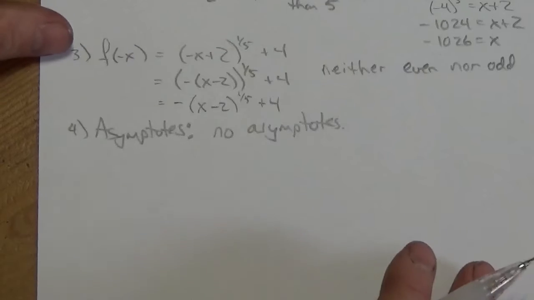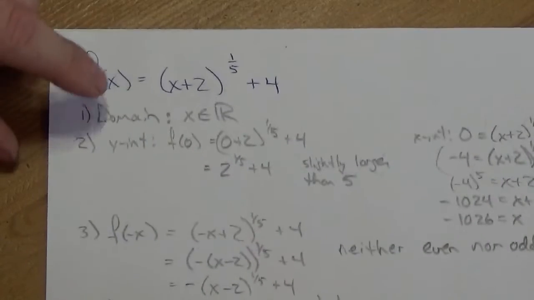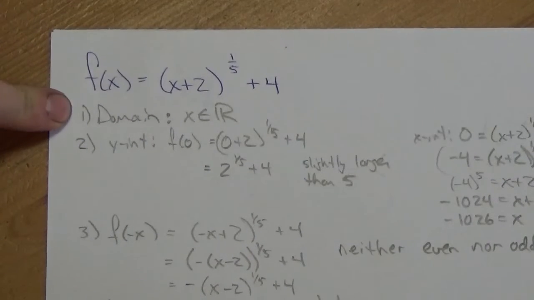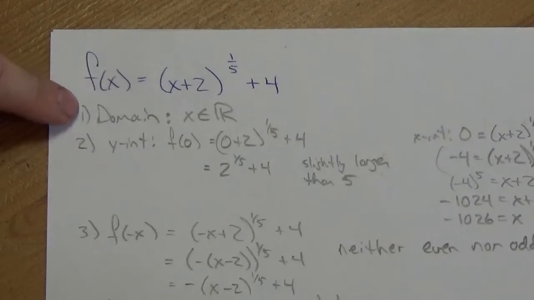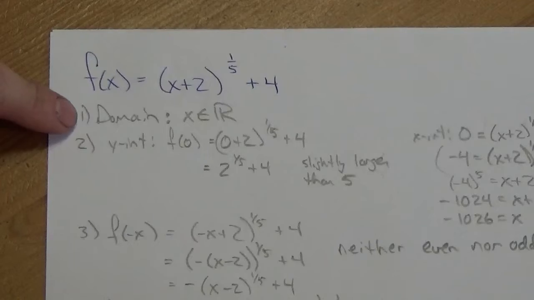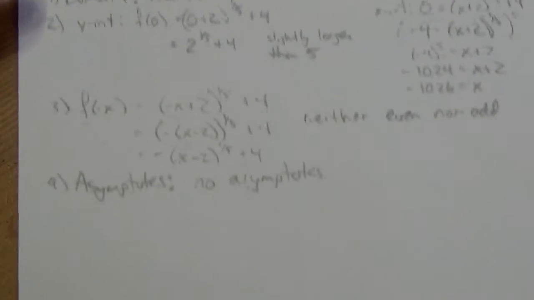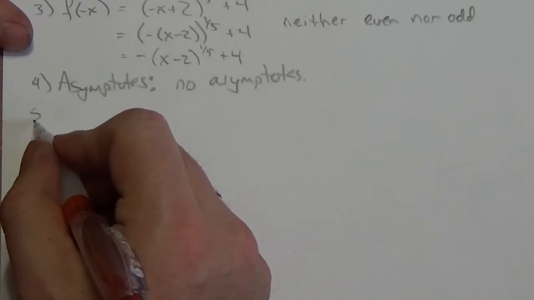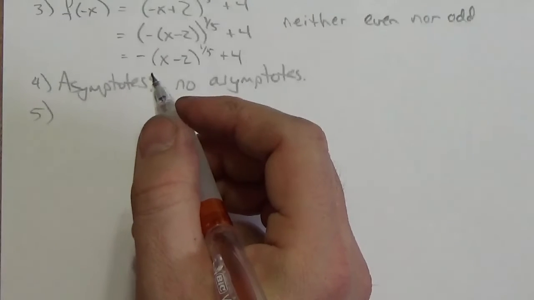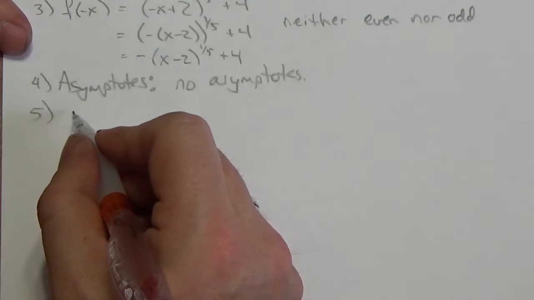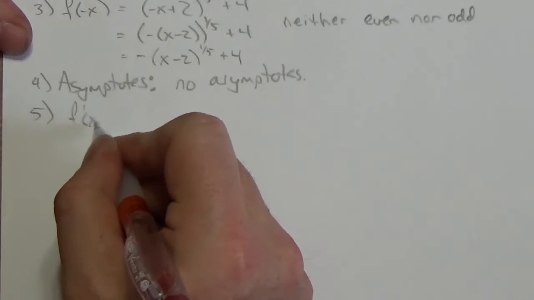Now, before I move on to the next step, I want to go back here just for a moment and point my finger right here. Notice that the domain is all reals. It's really important that you catch that the domain is all reals, okay? Because now I'm going to look at intervals of increasing and decreasing. So the first thing I'm going to do is take the derivative.